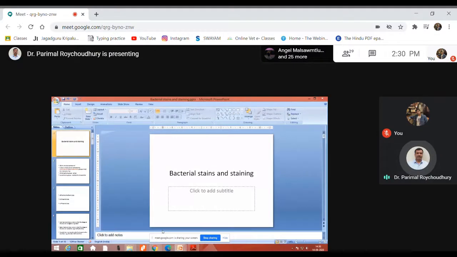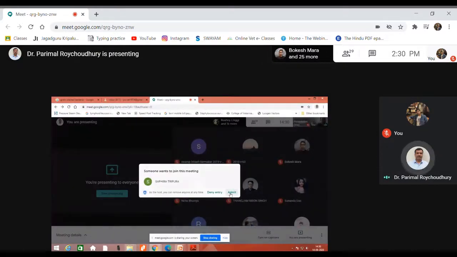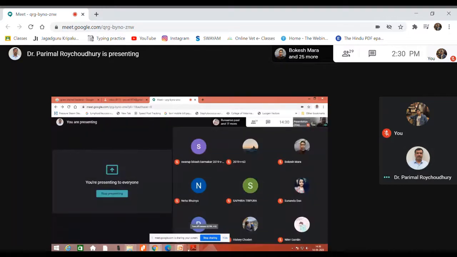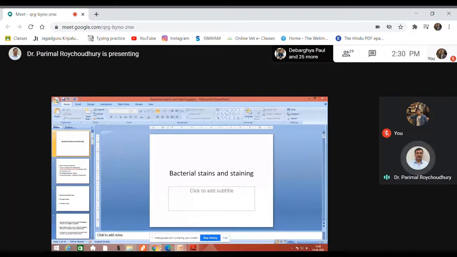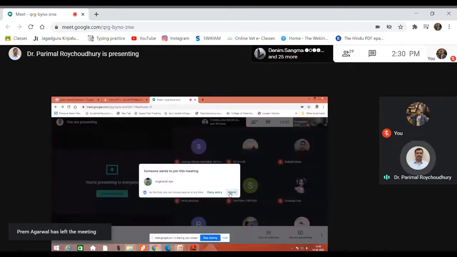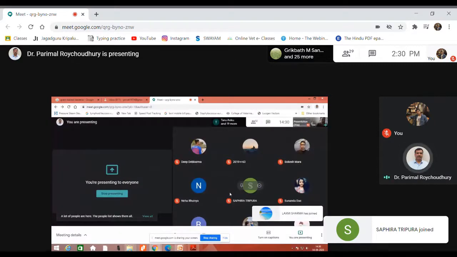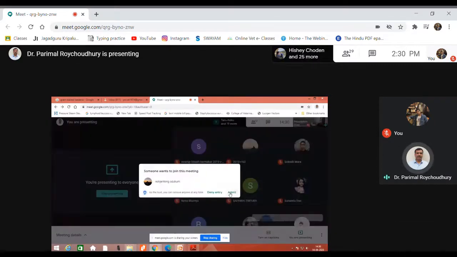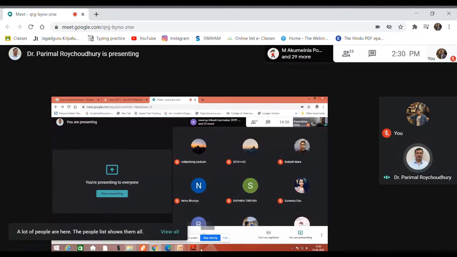Under bright field microscopy, the microscopic field is brightly illuminated. In that case, all the light will pass through the bacteria, and as a result you cannot see the bacteria under the microscope. Until and unless you put some color to the bacteria, you cannot visualize them. And from there, this concept of stains and staining technique has come.